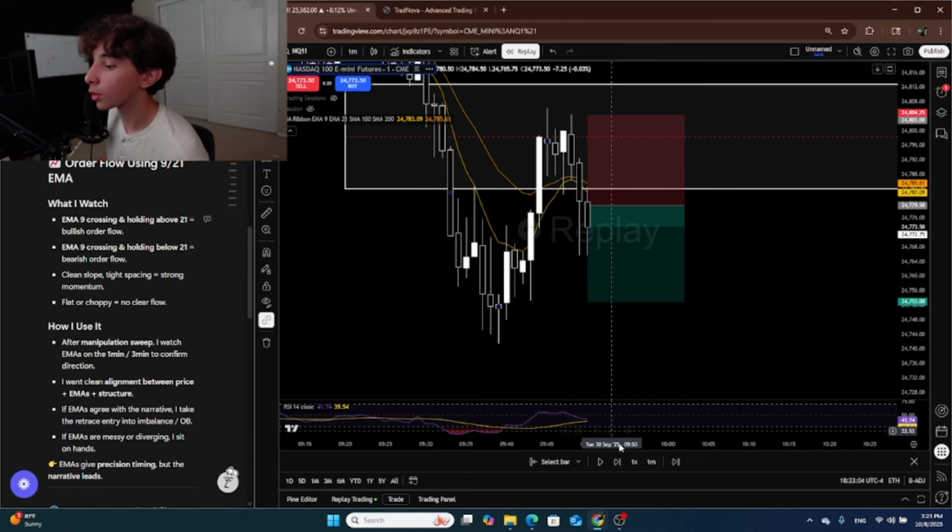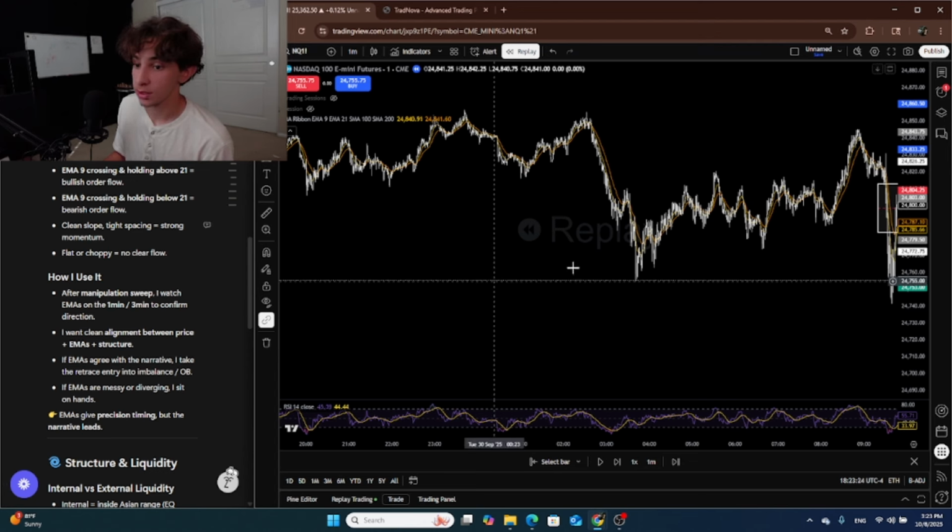And this is just one of a couple examples I could be showing you, but that's essentially what you want to look for. EMA 9 crossing and holding above 21 equals bullish order flow. EMA 9 crossing and holding below 21, bearish order flow. Clean slope, tight spacing equals strong momentum.